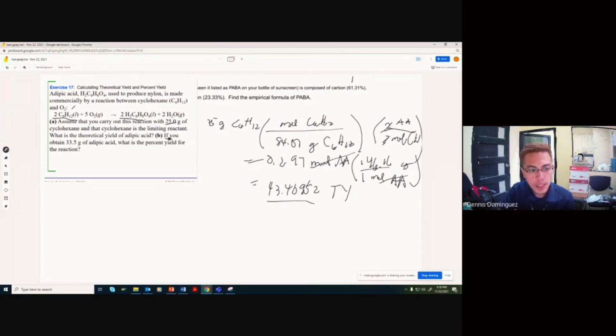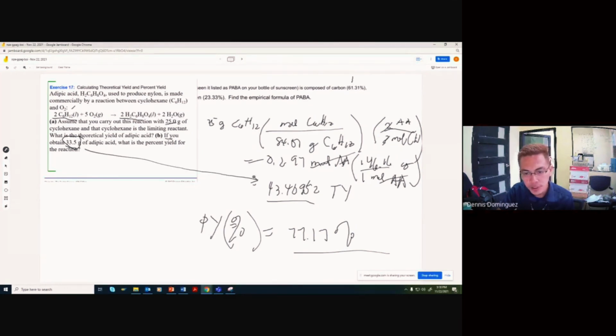So if you obtain 33.5 grams of adipic acid, what is the percent yield of the reaction? So you just divide 33.5 by the theoretical yield nato, which is 43.40952, meaning to say your percent yield, or PY, is equal to 77.17%. Again, divide this one, 33.5 grams of adipic acid, or your actual yield, divided by our theoretical yield, or the computed value, 43.40952. So this will be the result, 77.17%.